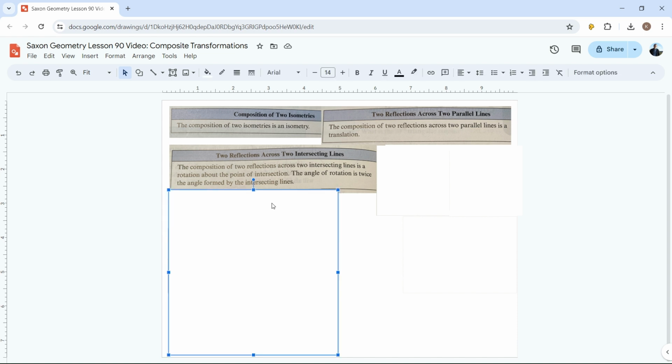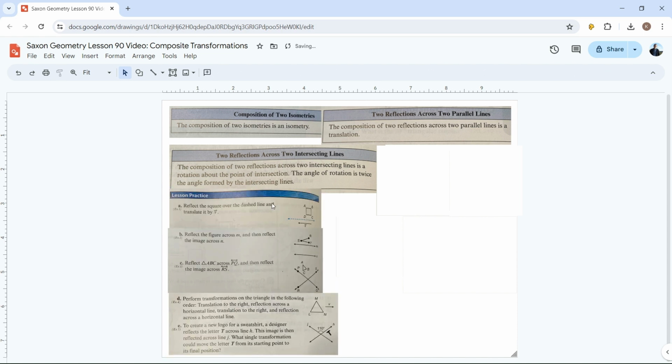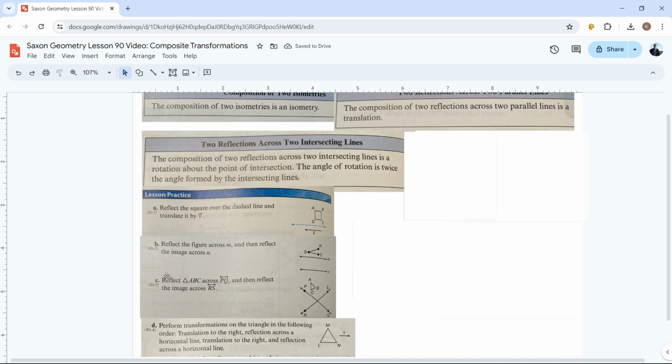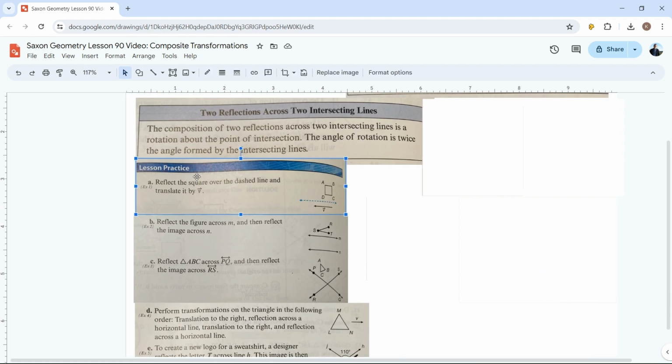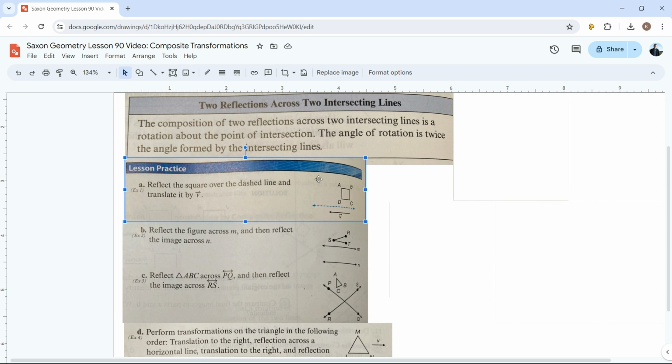All right, let's go ahead and take a look at our practice problems for today. Actually, most of this lesson is just going to consist of looking at the transformations and then discussing what the results of these would be. So we're going to reflect the square over the dashed line and translate it by the vector v.